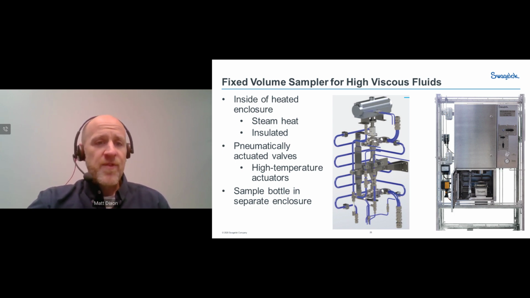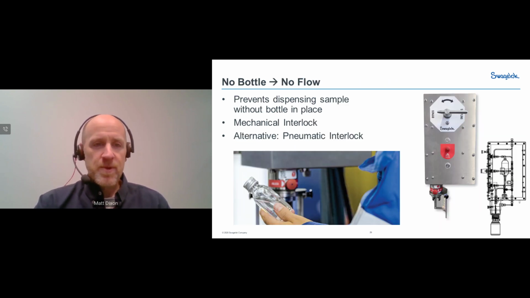Another nice feature done by our same sales and service center in Dusseldorf, who have really done some innovative things with our sampling systems, is they've actually developed a no bottle, no flow system. That means if there's no bottle in place, it won't allow any flow to go through the sampling system. The way they did that is with a mechanical interlock. The bottle has to be in place in order to allow those ball valves to turn. So that's a really nice feature that we can add to these types of systems to make sure that you're not, again, dispensing a high viscous, high temperature sample into a sample enclosure where there is no bottle or no paint can in place. So that is a really nice option.